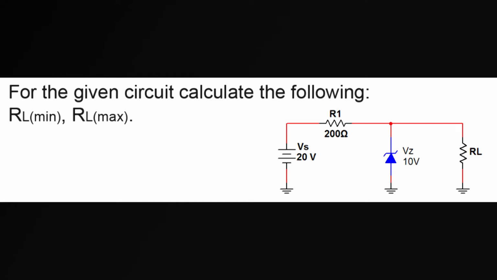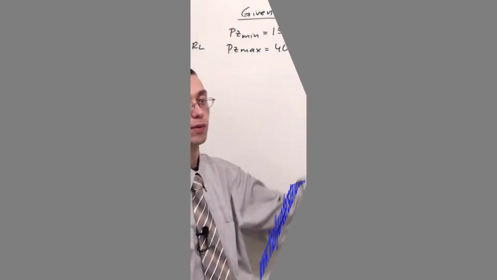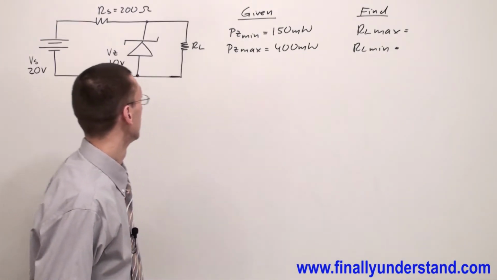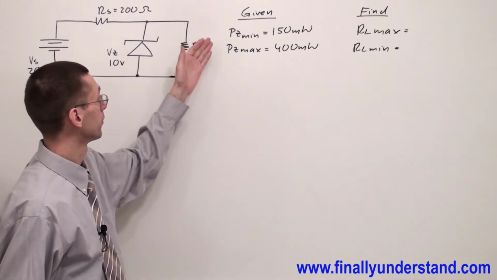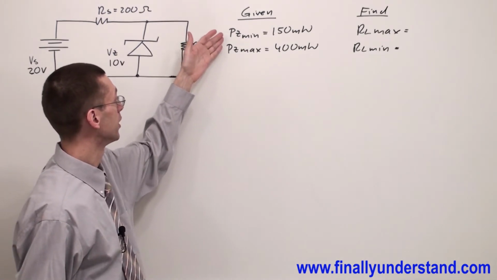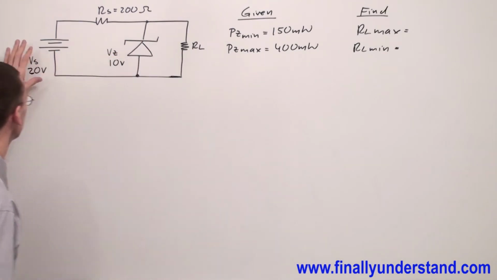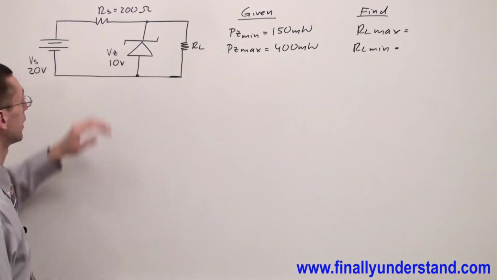Let's take a look at this example. This time we're supposed to find the maximum and minimum value of the resistance RL. Please notice that we have been given the maximum power and minimum power of the Zener diode. We have also been given the voltage source and resistor RS.